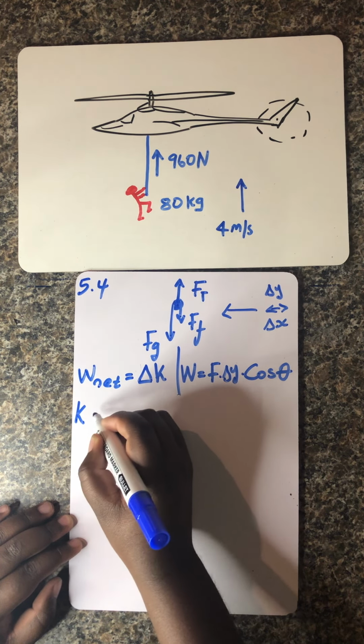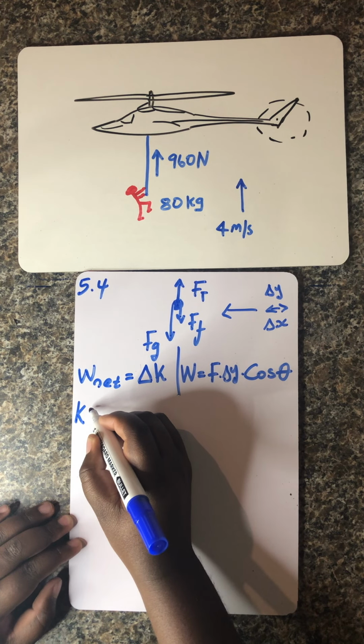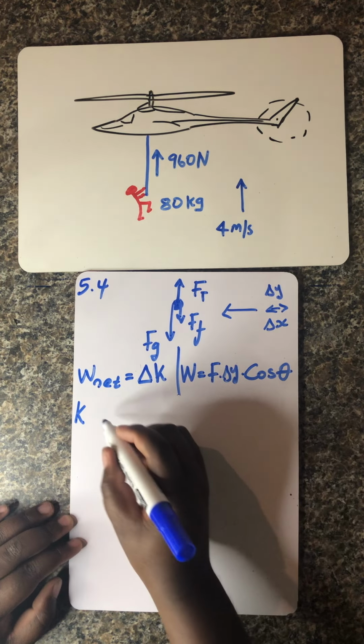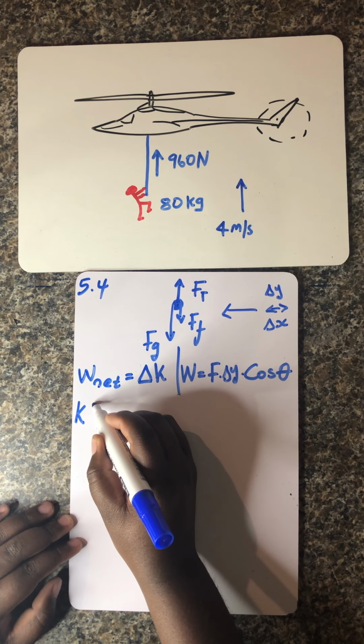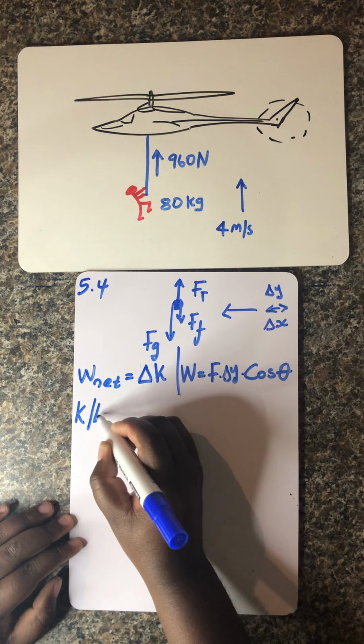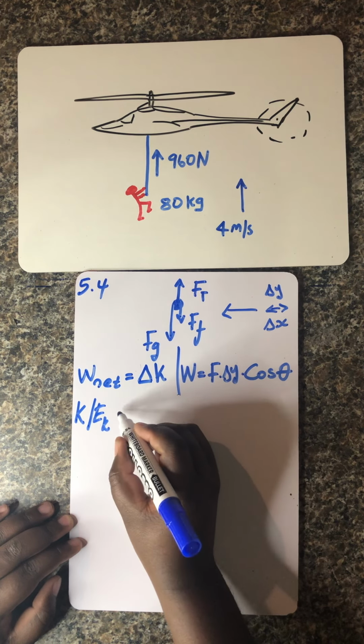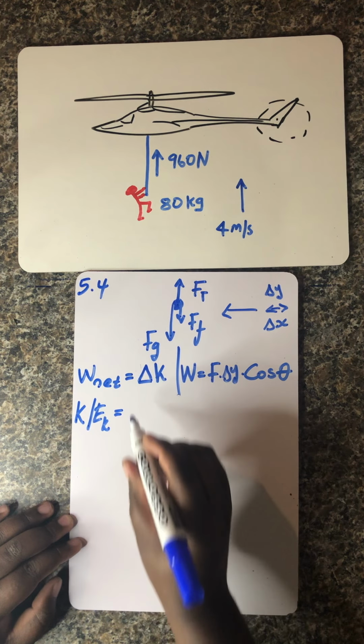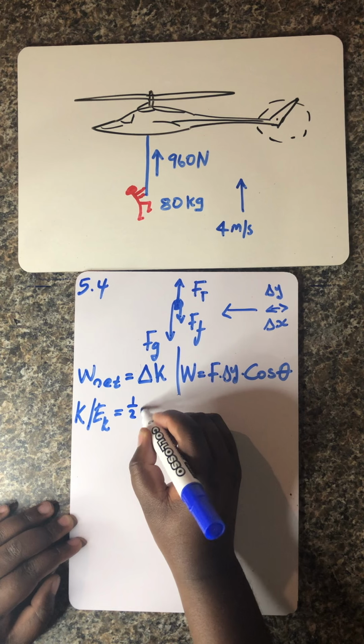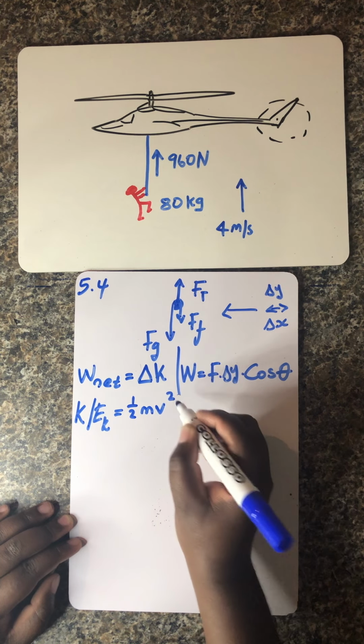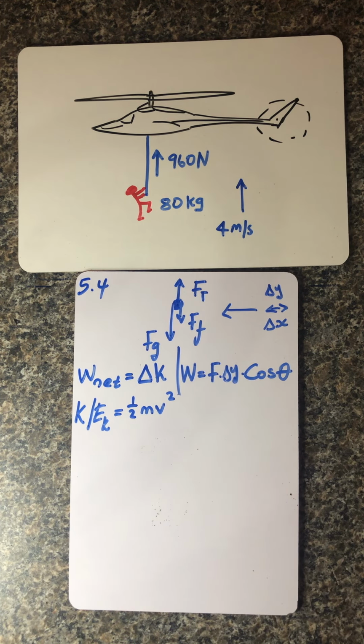And the other formula is for K, or if you don't want to say K, you can say EK. Let me just do a forward slash and EK. It refers to the same thing, which is kinetic energy. It's equal to half m v squared. You obviously know this formula from, I think, grade 10.